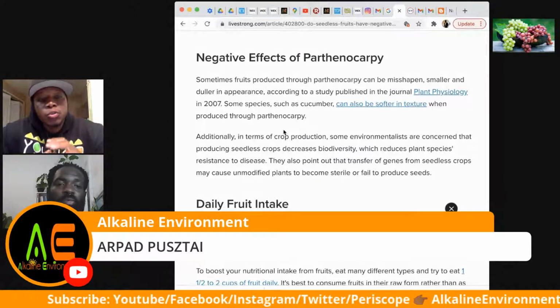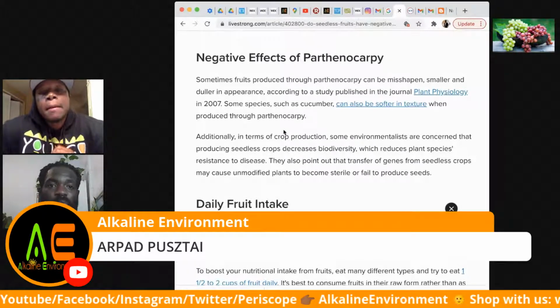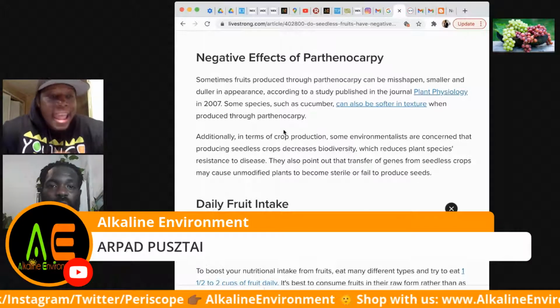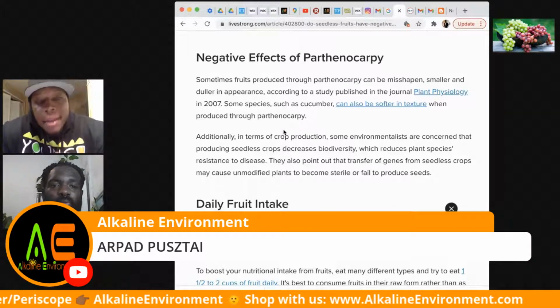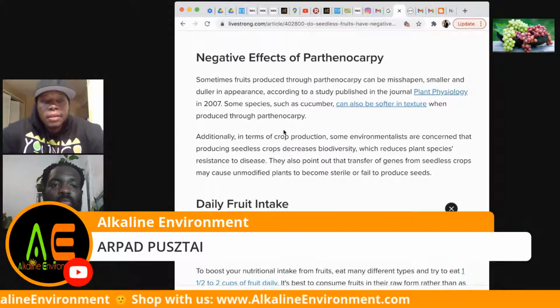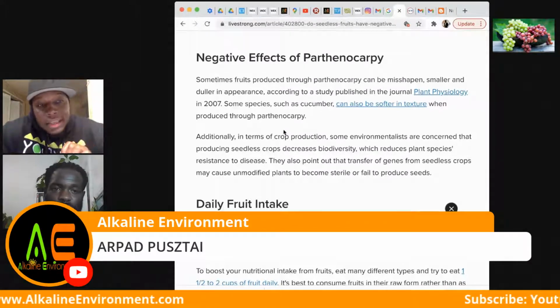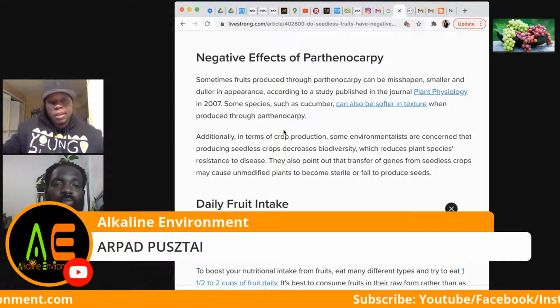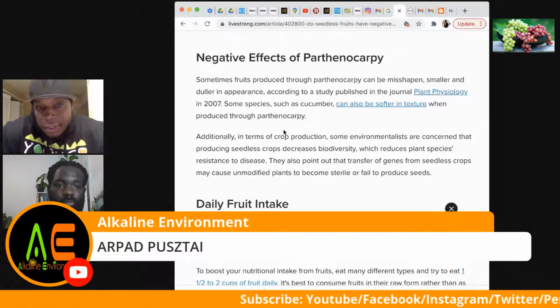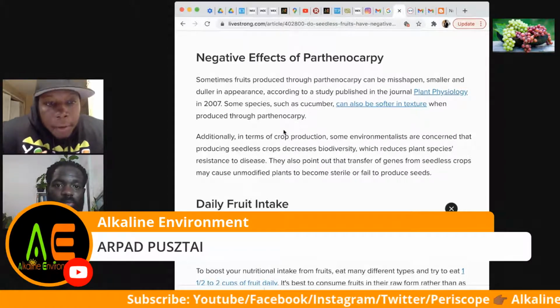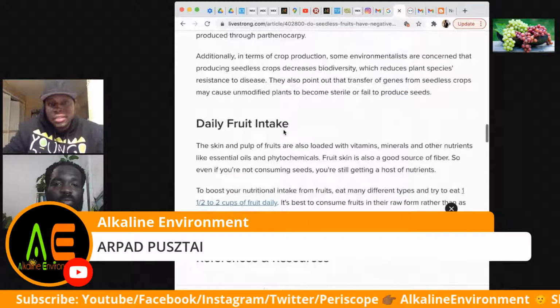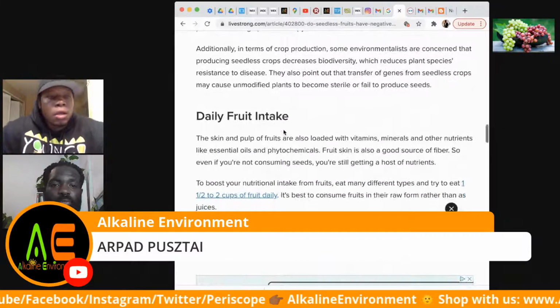Sometimes fruits produced through parthenocarpy can be misshapen, smaller, and duller in appearance. According to a study published in the journal Plant Physiology in 2007, some species, such as cucumber, can also be softer in texture when produced through parthenocarpy. So this happens on its own sometimes.